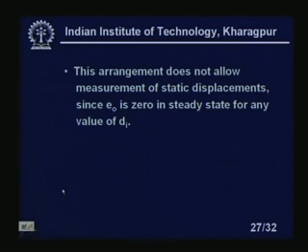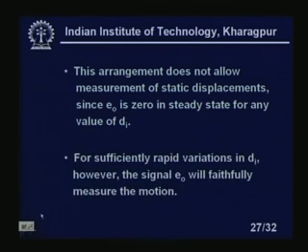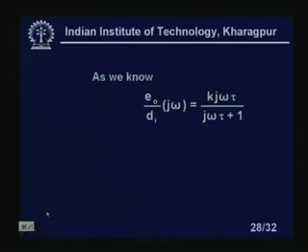Now, as I told you earlier also, this arrangement does not allow measurements of static displacement, since E naught is 0 in steady state for any value of di. For sufficiently rapid variation in di, however, the signal E naught will faithfully measure the motion. You can see that E naught by di is j omega k j omega tau upon j omega tau plus 1, where tau is the time constant of the system.